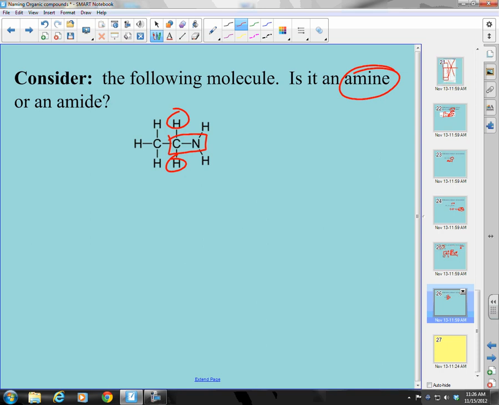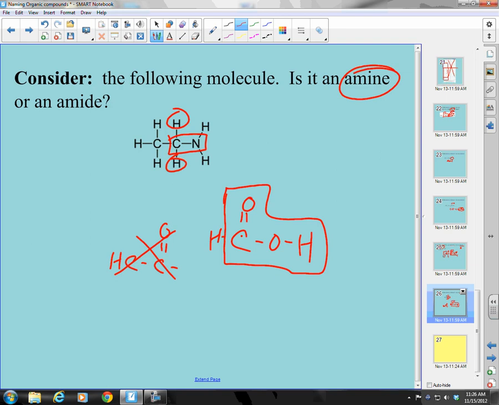Got it? All right. Now, like I say, I don't expect you to be able to name these. All I want you to be able to do is if I draw something like CH, double bond O, OH, you guys look at that and say, okay, I see a carbon, I see an OH and an O, that must be a carboxylic acid. That's what I want you to be able to do.